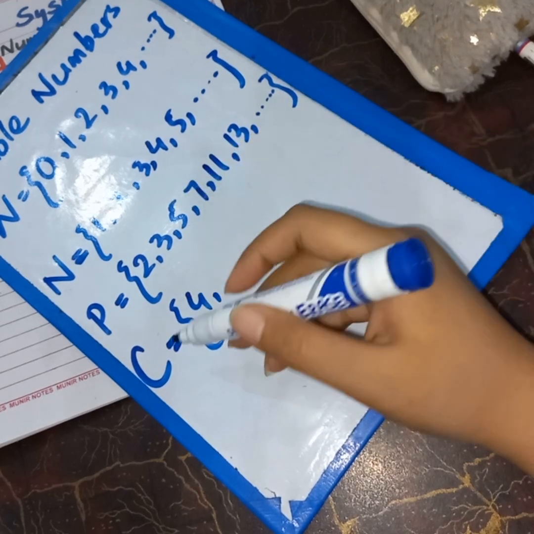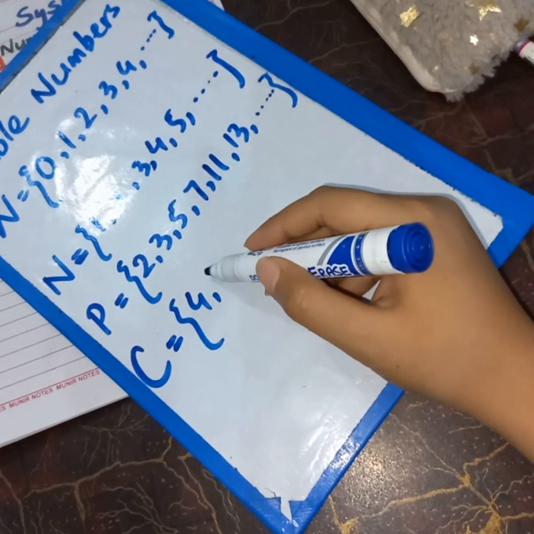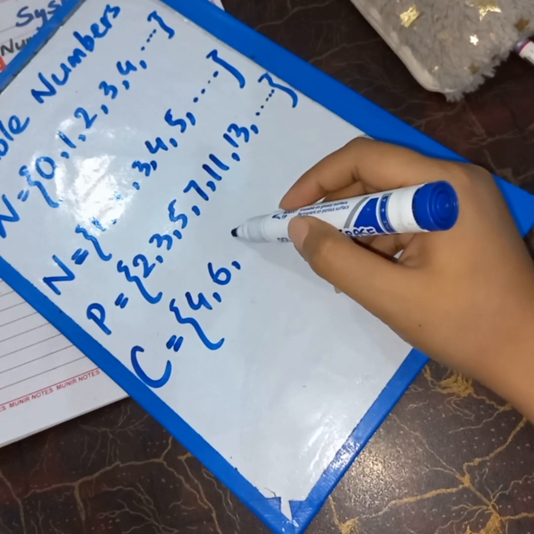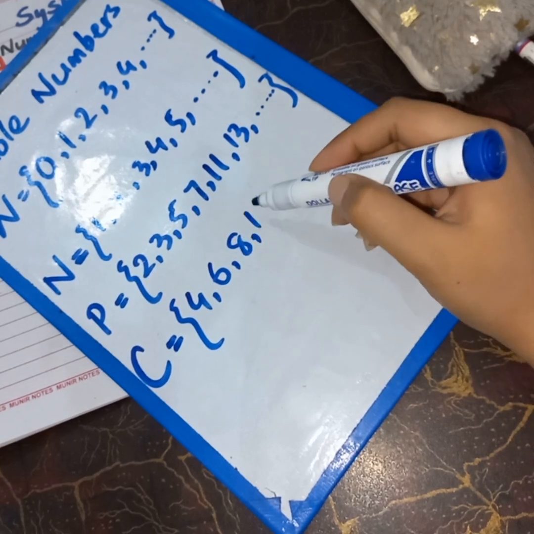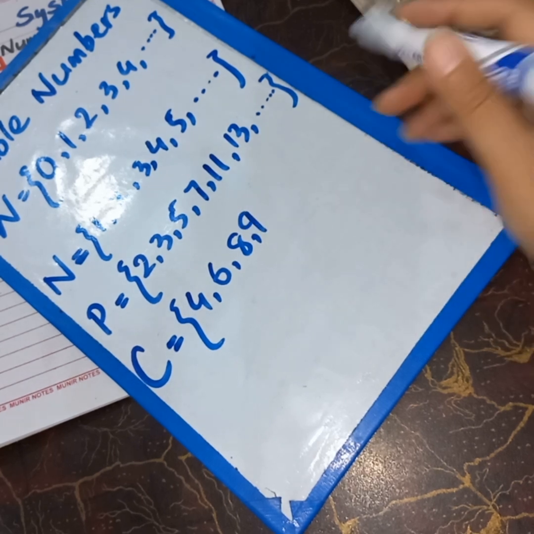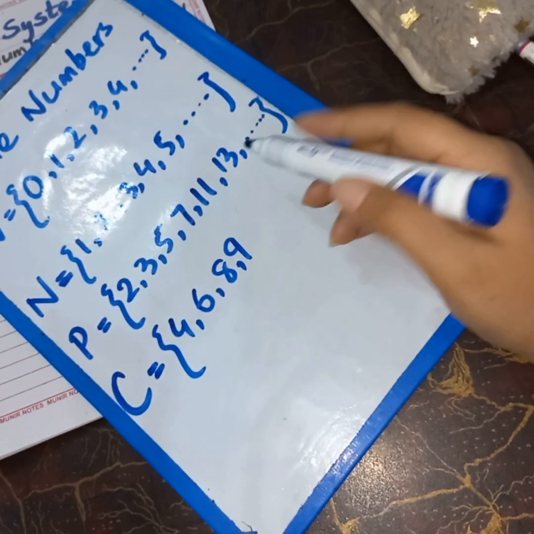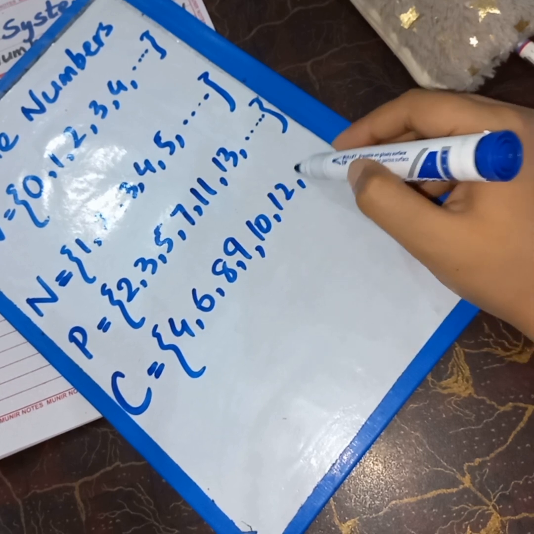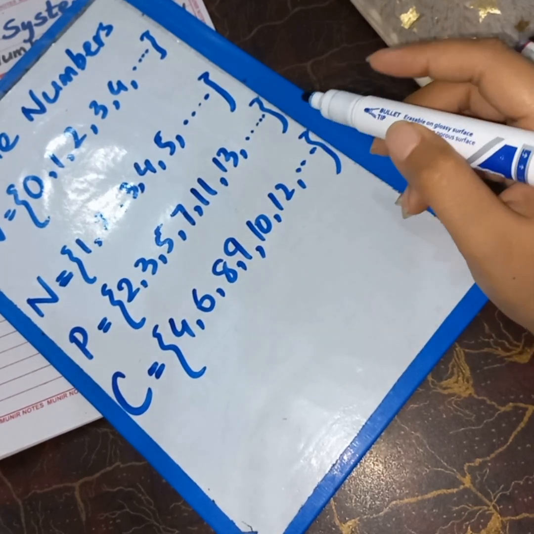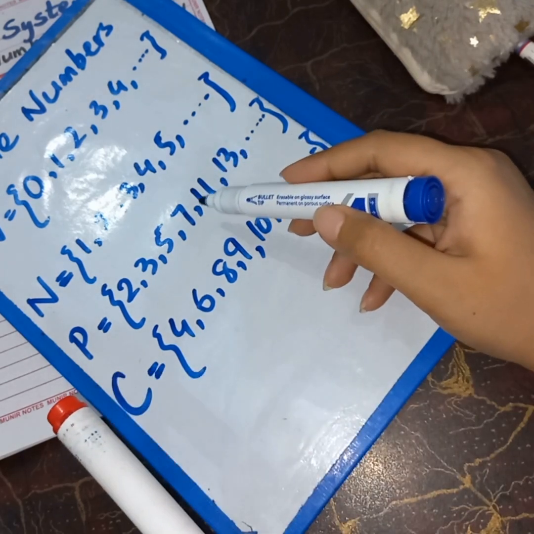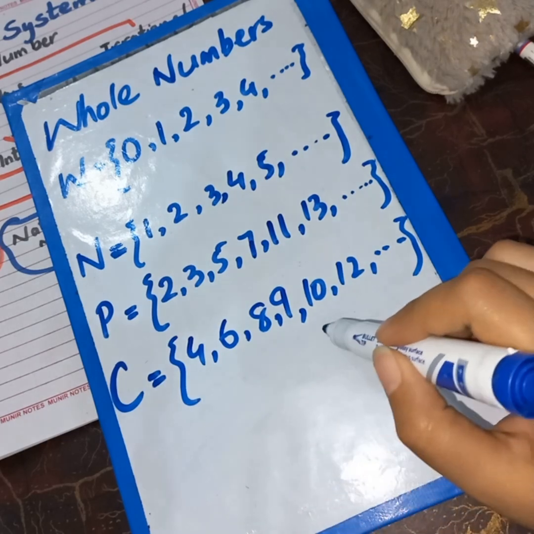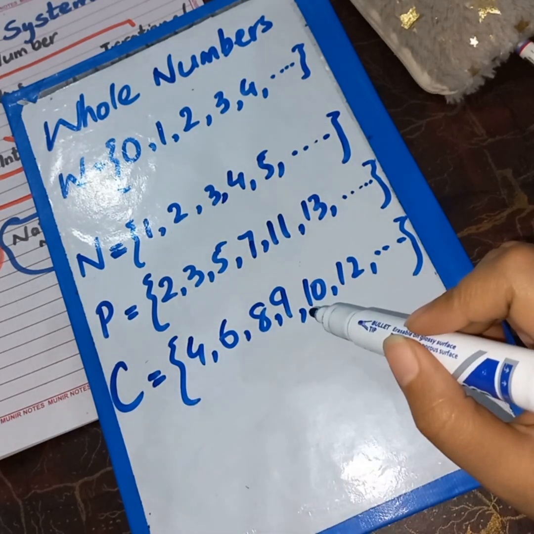So move back towards composite numbers. After 4 we have the composite number 6, then composite number 8, then 9, of course, because it has more than two factors. 9 is a composite number. Then we have 10, then 12, and so on and so forth. So remember, the numbers which have only two factors are considered prime numbers, and the numbers which have more than two factors are considered composite numbers.